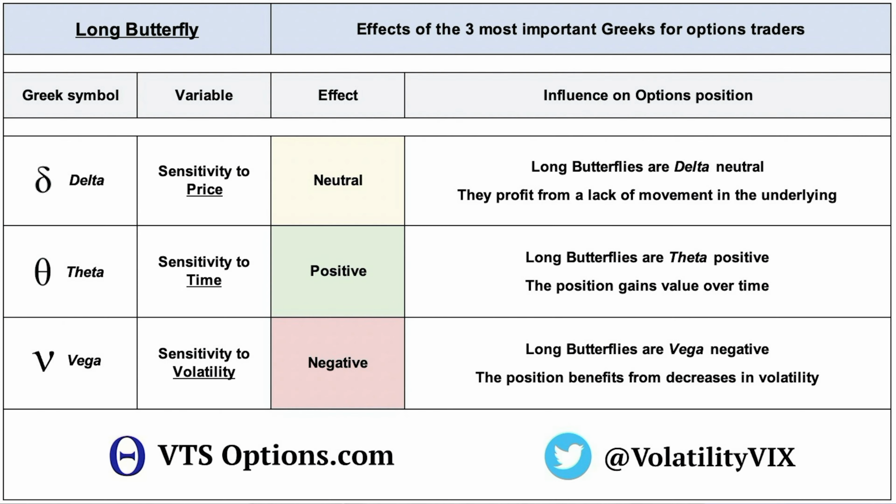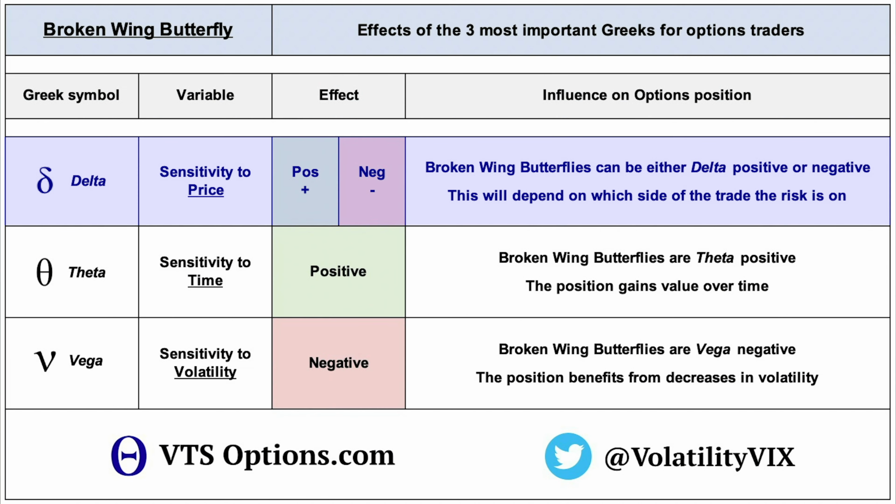But first, the Greeks are statistical values that provide us a way to measure the sensitivity of an option's value with respect to other factors. We have price, time, and volatility. Now, normal butterflies are delta neutral. They profit from a lack of movement in the underlying. Broken wing butterflies will have positive or negative delta, depending on which side of the trade we have shifted the risk over to.